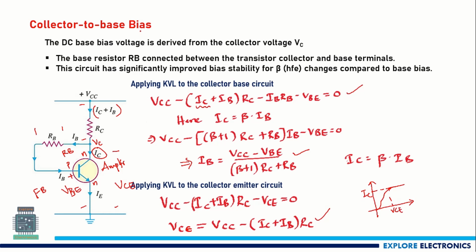This is all about the collector to base bias. Here we need to understand the collector to base connection. From the VC point we are generating VBE and we are making this IB constant.